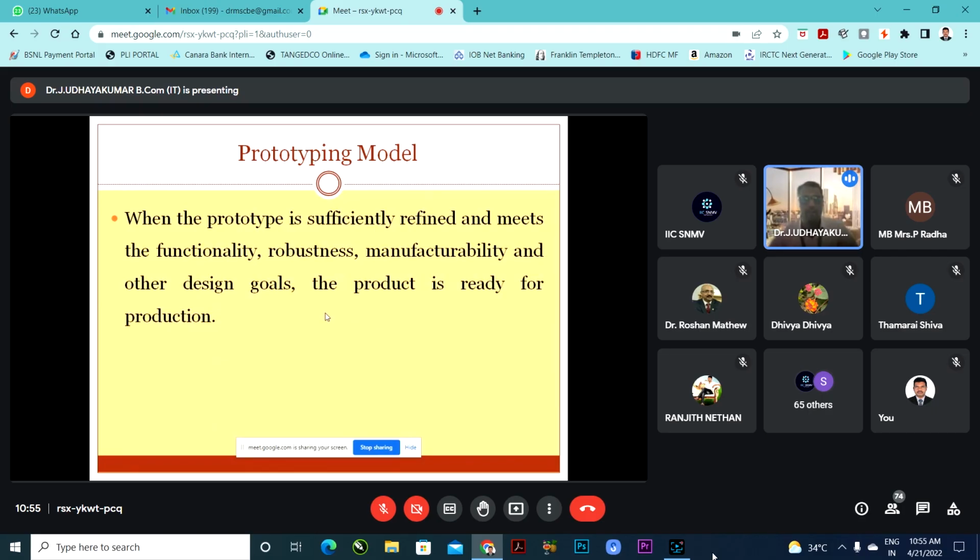It is a prototype model. The prototype is sufficiently refined and meets the functionality, the manufacturability or the design goals. The product is ready for production. Basically, the prototype for any product is created as an earlier sample, a raw version of an application, in order to translate theoretical ideas into real specifications. That will be called a prototype.